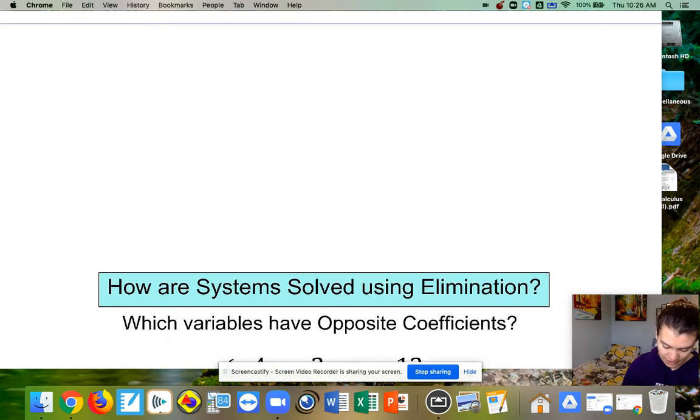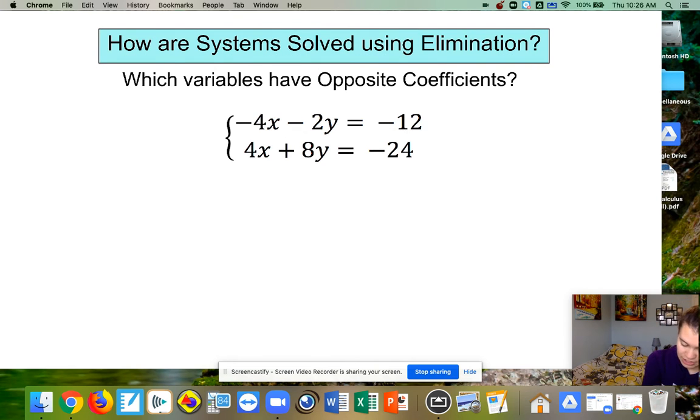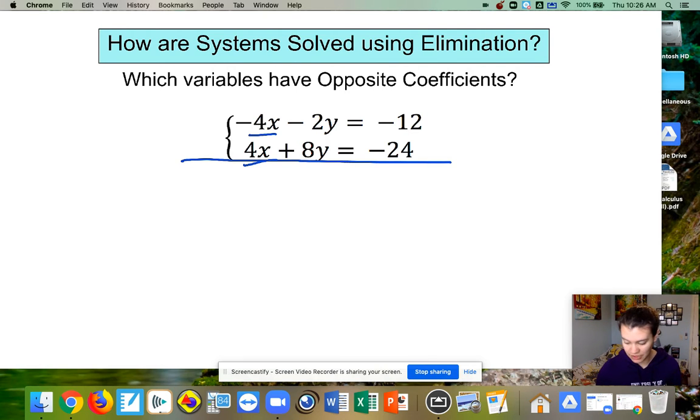Okay, so how do you solve using elimination? The idea here is you want to figure out which variables have opposite coefficients, and if they don't, you want to make them have opposite coefficients. So looking here, our x's are opposite. So we can take these two, and you're just going to add the two equations together.